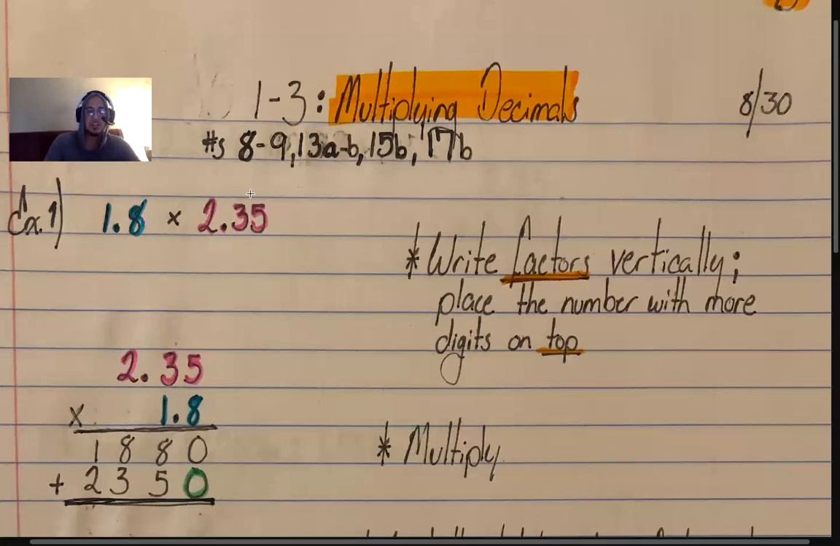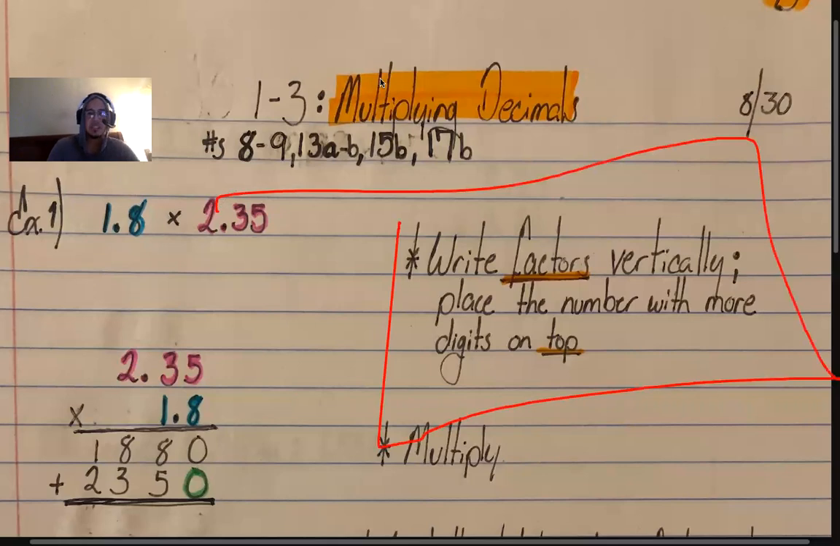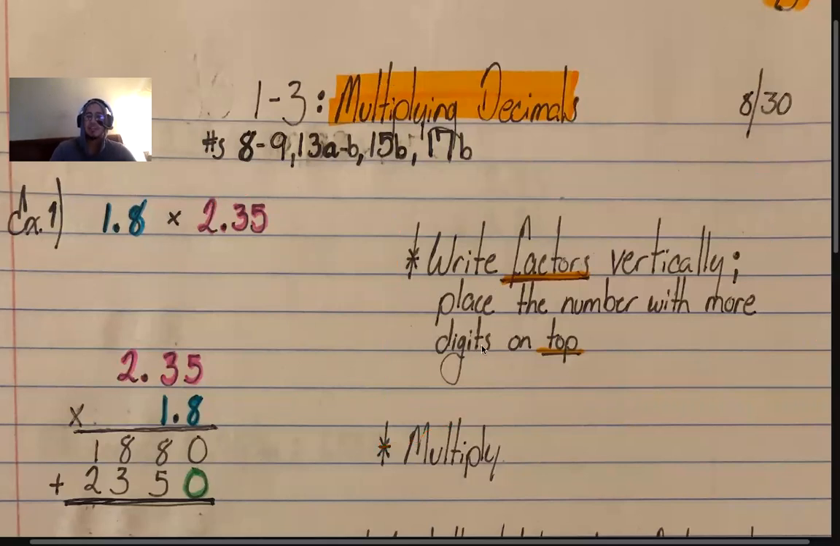And so, ladies and gentlemen, you'll notice that when you're multiplying decimals, it is different than when you're adding and subtracting because you don't have to line them up. You don't have to line up the place values. Rather, let's do what it says right here. We are going to write the factors. You can copy this down, pause the video if you need to. We need to write the factors, in other words, the numbers vertically, place the number with more digits on top.